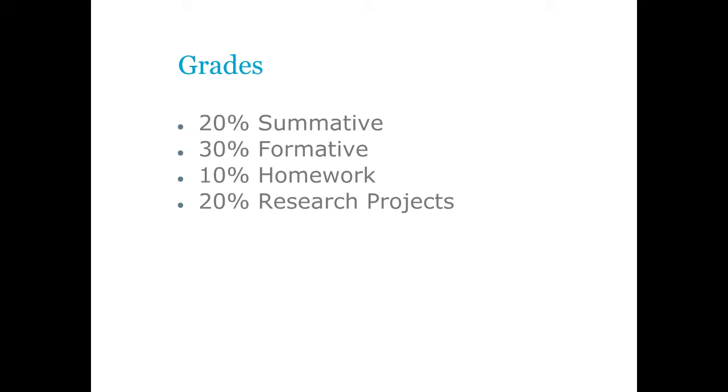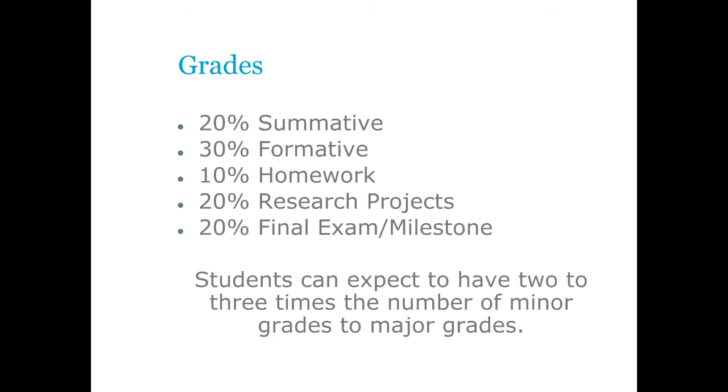Also, each semester, students will have one major research project that counts for 20% of their final grade. Finally, the final exam, or the milestone second semester, will count for 20% of the final grade. Students can expect to have 2 to 3 times the number of minor grades, or formative and homework grades, to major grades like you would find in the summative and research categories.